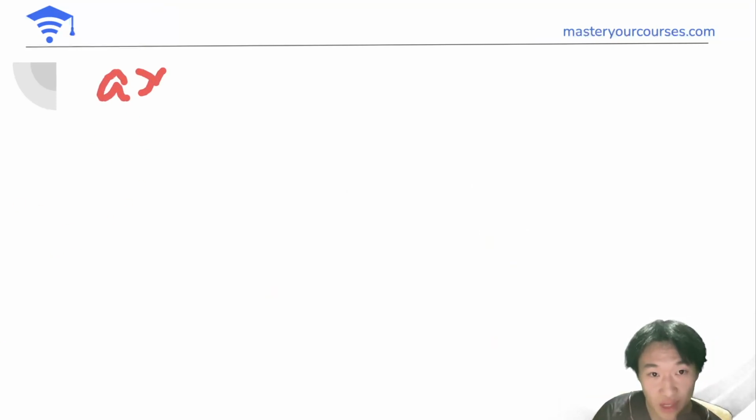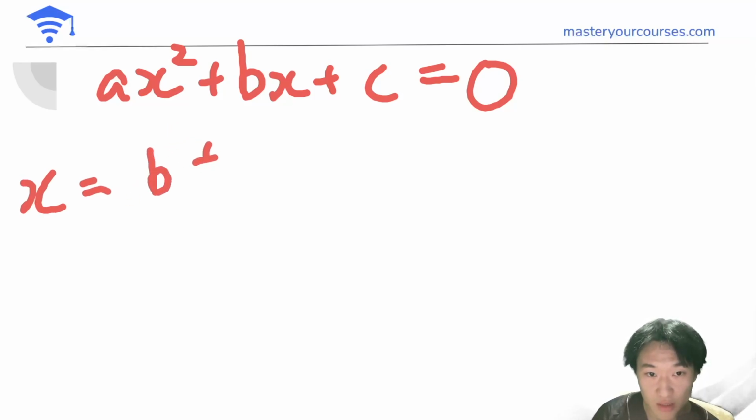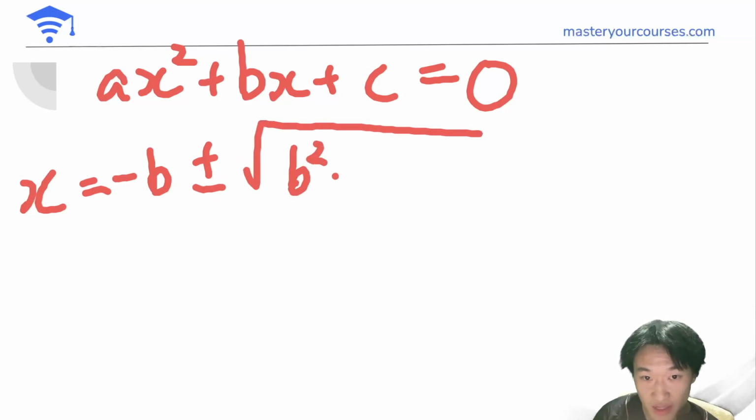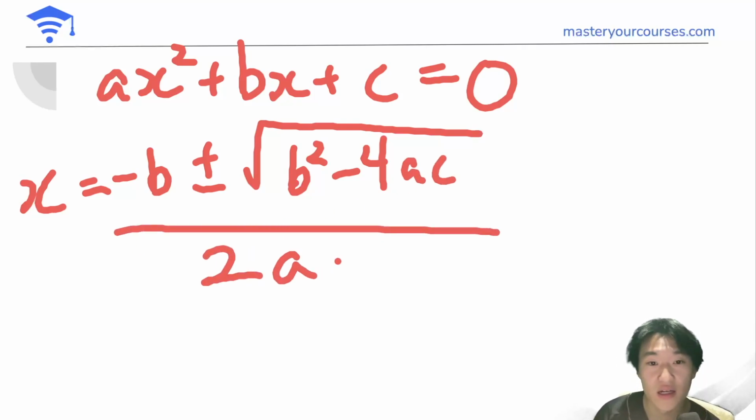So given ax squared plus bx plus c equals 0, a general form of the quadratic equation, the potential solutions are of the form x equals negative b plus or minus the square root of b squared minus 4ac, all over 2 times a. This might seem confusing and hard to see intuitively why this is the case, but we will prove this using something called completing the square.